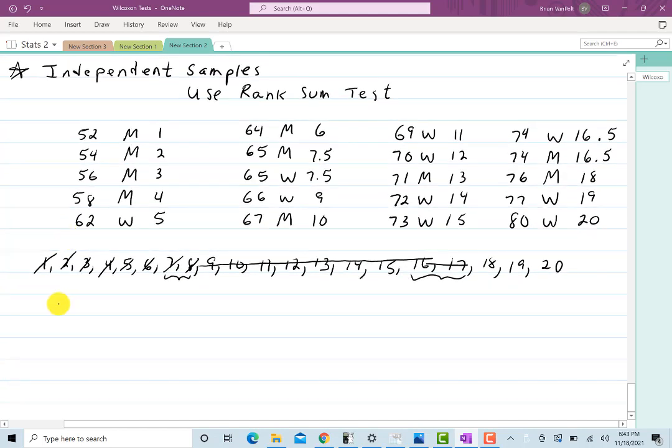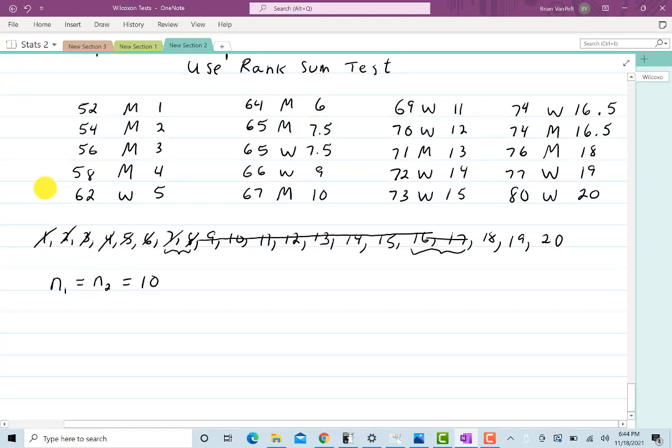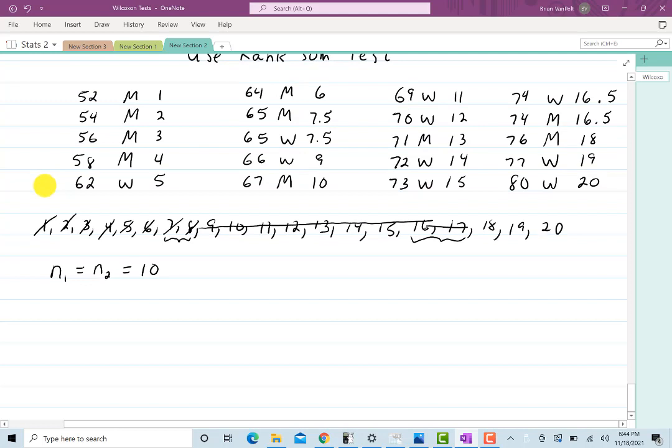Now, as I mentioned, N1 is the same as N2, which equals 10. So it doesn't matter which one stands for N1 versus N2 is all I really care about. Just pick N1 to be associated with one of them. I guess I will associate N1 with the W's, just to pick something. Now let's go ahead and get our R.